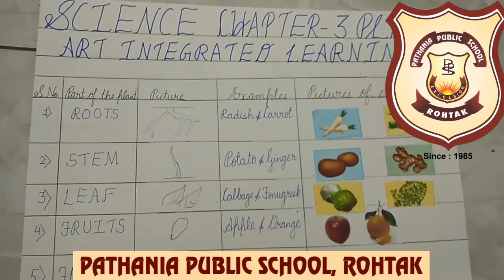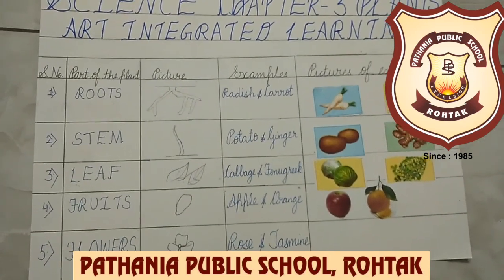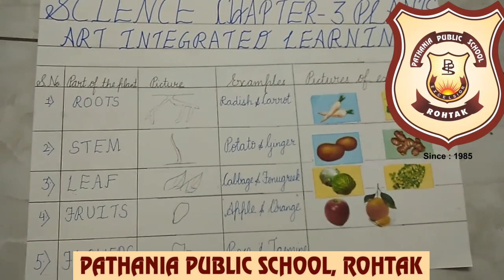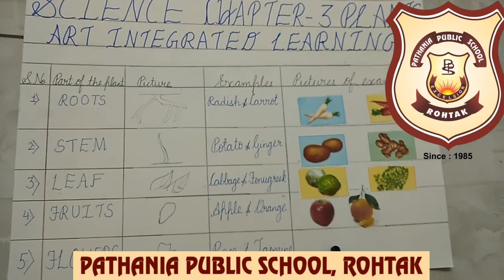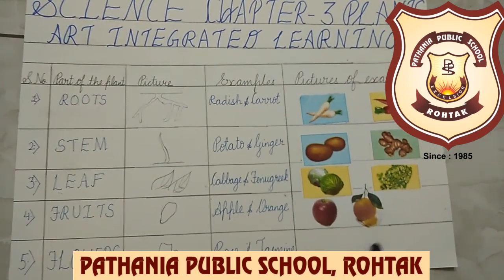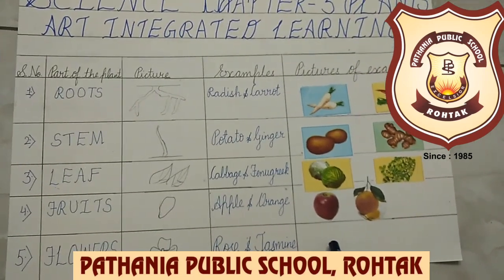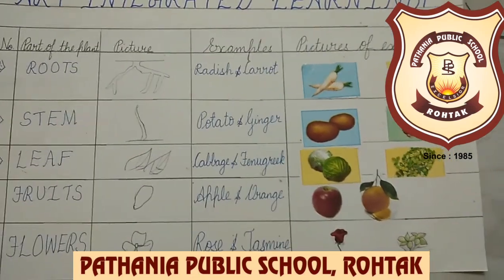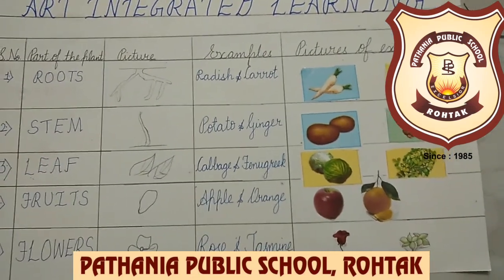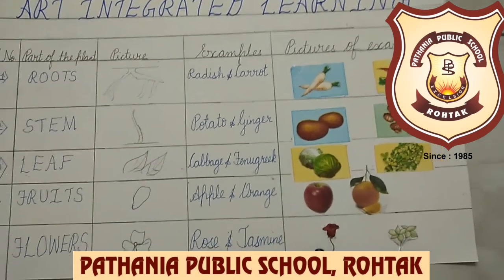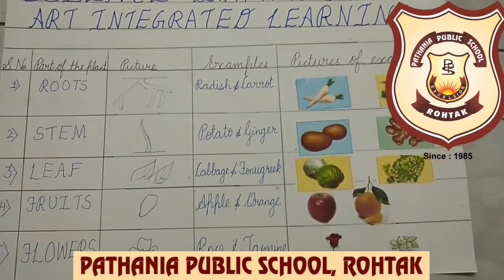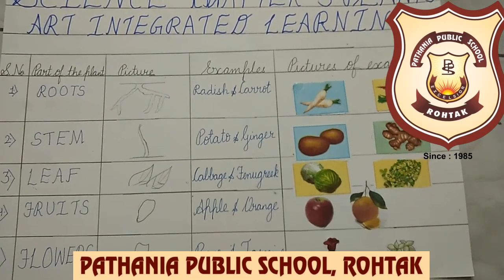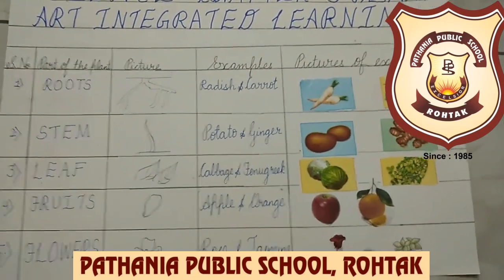Dear kids, here I have written the name of the flowers, rose and jasmine. Now in next column, as you know, we need to paste the pictures of the example. So we will paste here pictures of rose and jasmine. Dear kids, here I have pasted picture of rose and jasmine. If you are not having picture, you can draw also.